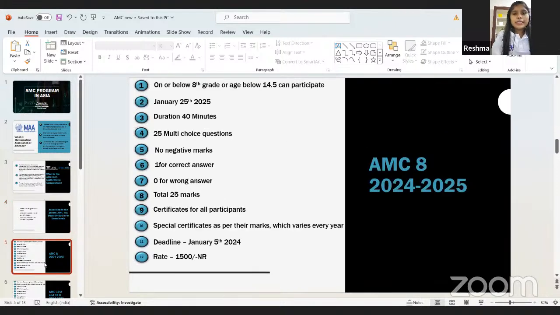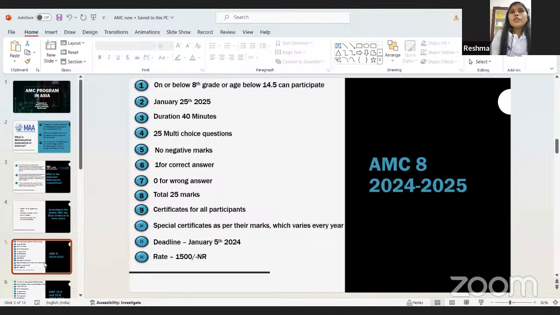So now you can see these are the details of AMC 8 competition. It is for 8th graders and below, and the examination date is January 25th, 2025. The total duration is 40 minutes, and you have 25 multiple choice questions. Each question carries 1 mark, out of a total of 25 marks, 0 for the wrong answers and 0 for the unanswered questions.